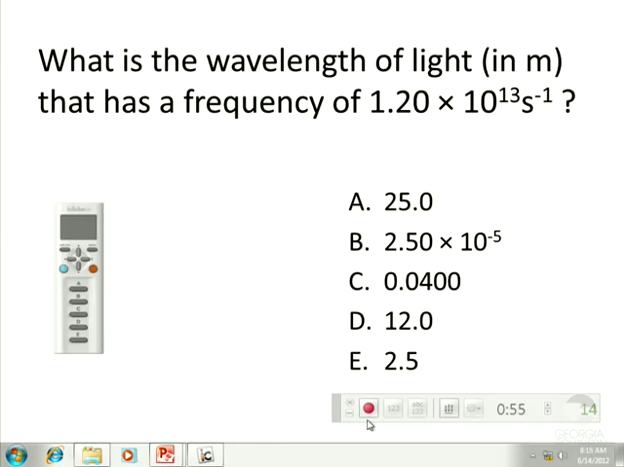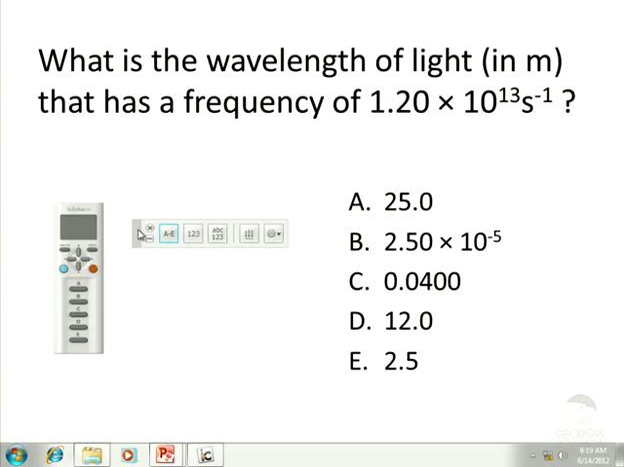Okay, looks like everyone's in today. All right, so how do you solve this one, which you learned how to do before? What you're asked to find is wavelength. How do you rearrange this equation to get something for wavelength? C, the speed of light, over the frequency? Yes.